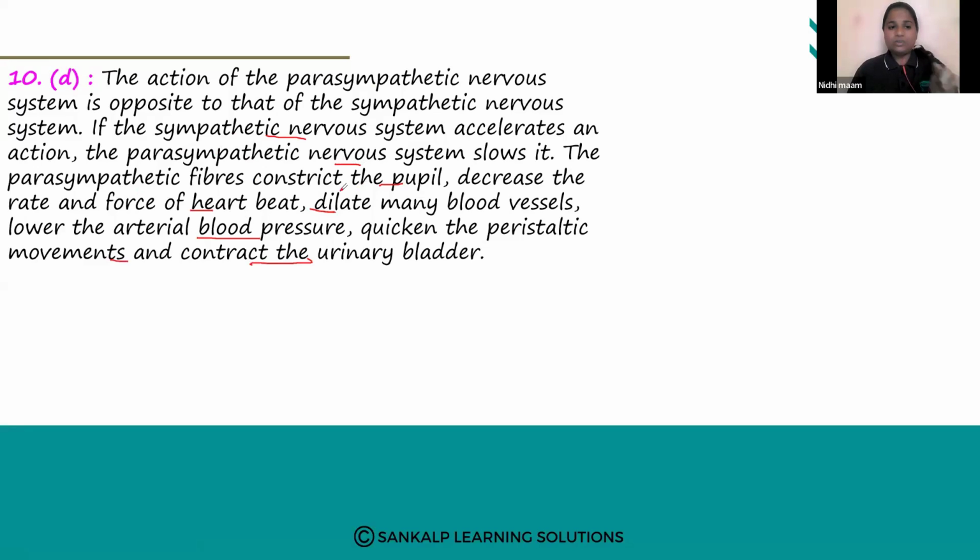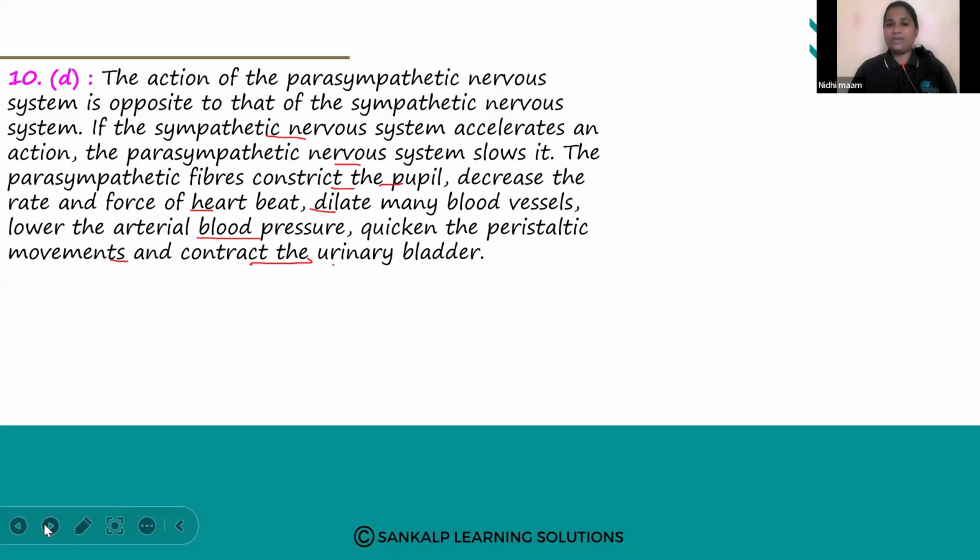Whereas the sympathetic fibers, or sympathetic nervous system, dilate the pupil, increase the rate and force of the heartbeat, constrict the blood vessels, increase the arterial blood pressure, slow down the peristaltic movements, and dilate the urinary bladder, exactly opposite to the parasympathetic nervous system.